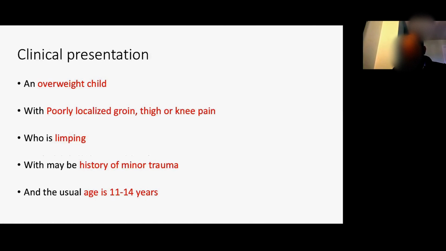A typical presentation of SUFE is an overweight child with purely localized groin, thigh, or knee pain, and he is limping. There may be a history of minor trauma, and the usual age of presentation is between 11 and 14 years.